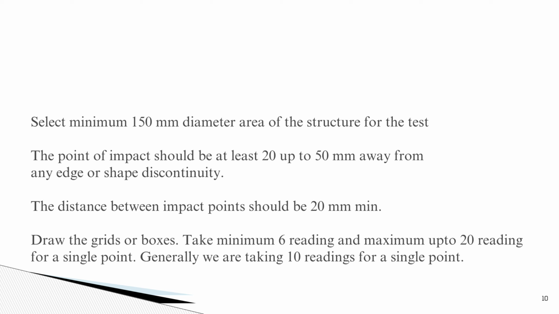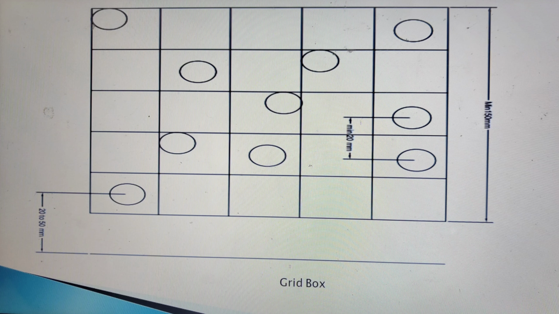Next, you have to draw the grid or boxes. Take minimum 6 readings and maximum up to 20 readings for a single point. Generally we take 10 points for accuracy. Now the following figure shows the grid box system. In this figure, a total of 25 grid boxes are drawn and the impact points which are selected are 10.